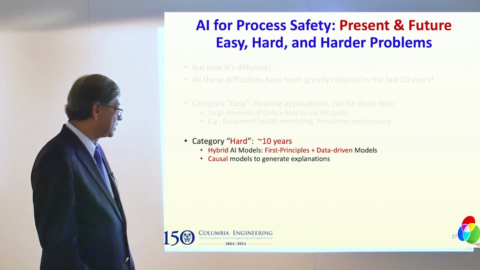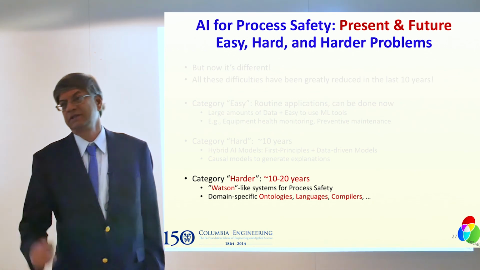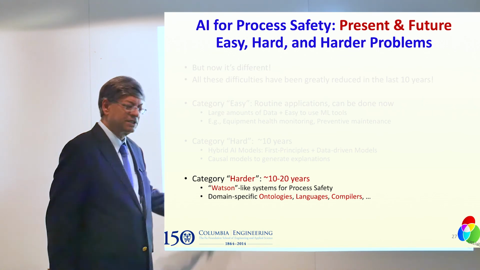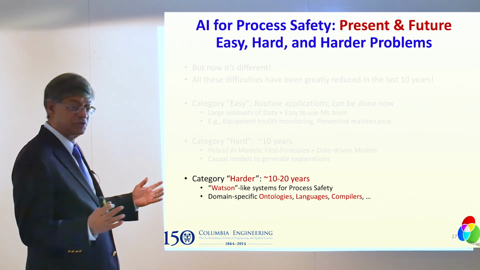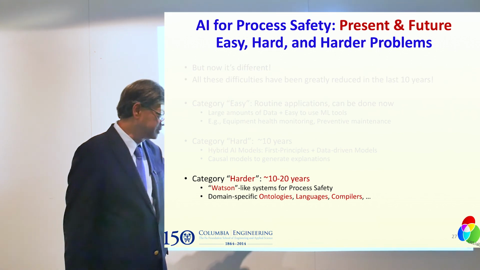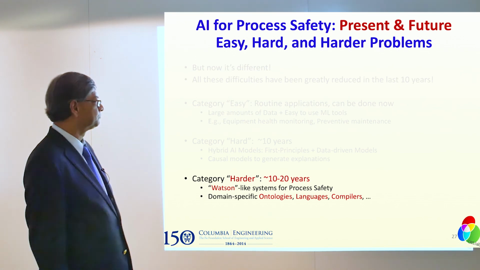Harder still are these problems, which I think are in the time frame 10 to 20 years out to do well. These are the Watson-like systems for process safety, where we have to develop domain-specific ontologies, domain-specific languages, compilers, and so on and so forth.